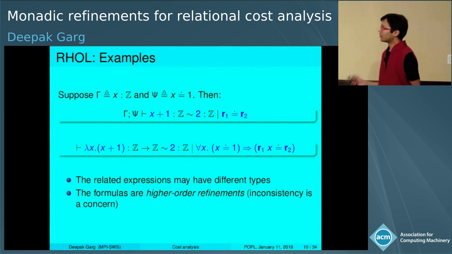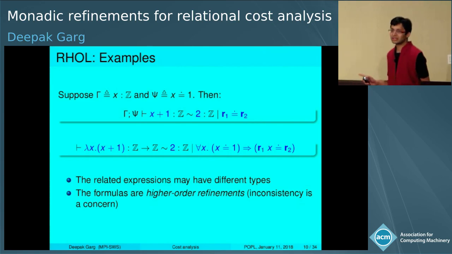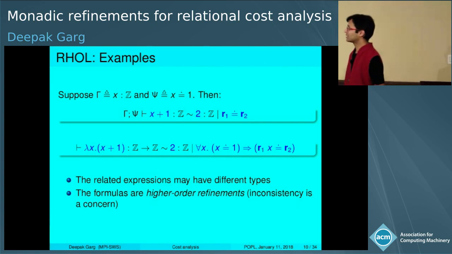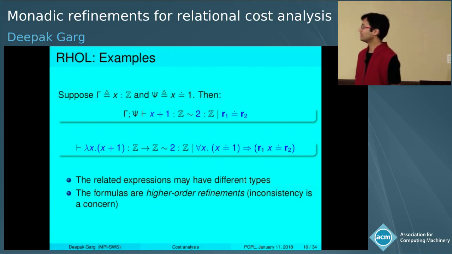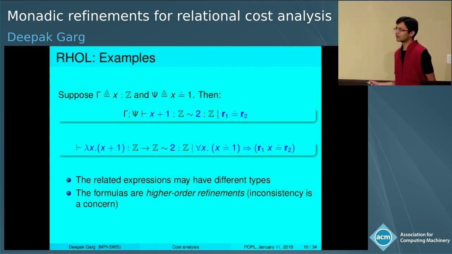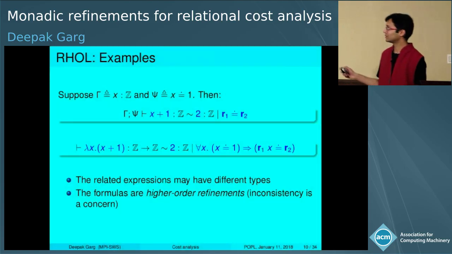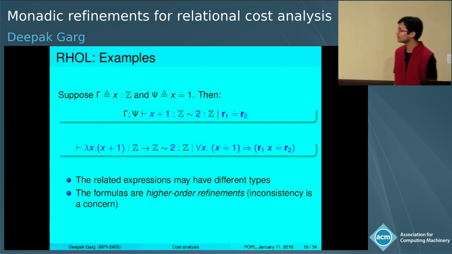There are two important things to note here. These examples are rather trivial, but first, this is a very, very expressive system. You can actually relate expressions of completely different types, in fact, different orders in this case. And the second thing is that the formulas we have on the right are actually higher order refinements. In this particular case, R1 ranges over something of type Z arrow Z, a function. If you know about higher order refinements, you will know that there is a concern with consistency if you have non-termination in the language in this kind of a setup, and this is why we have to restrict to a terminating language. I'm not going to go into the details of this, but this is a known result.